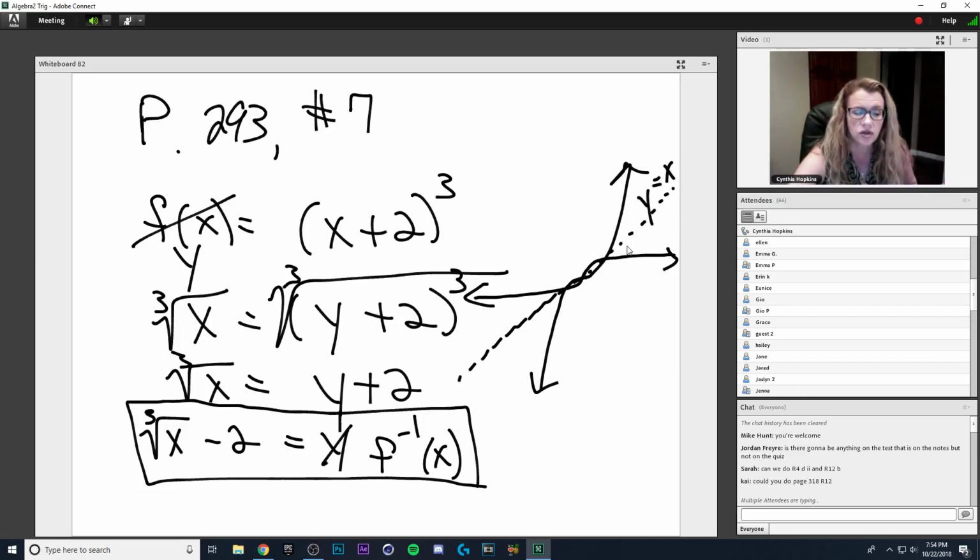So when they ask you to graph a function and its inverse, let me point out that your x and your y scale must be the same. You cannot say, oh, I'm going to go by 1s on the x-axis, but then go by 10s on the y-axis. You can't do that, so that you can see this relationship of the reflection over the line y equals x.